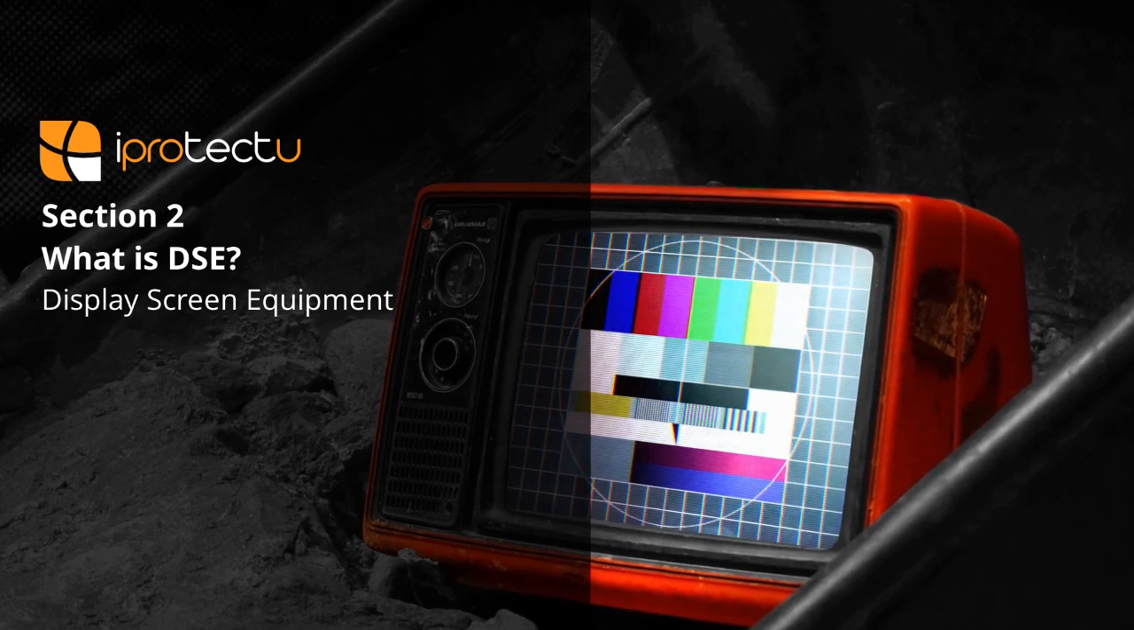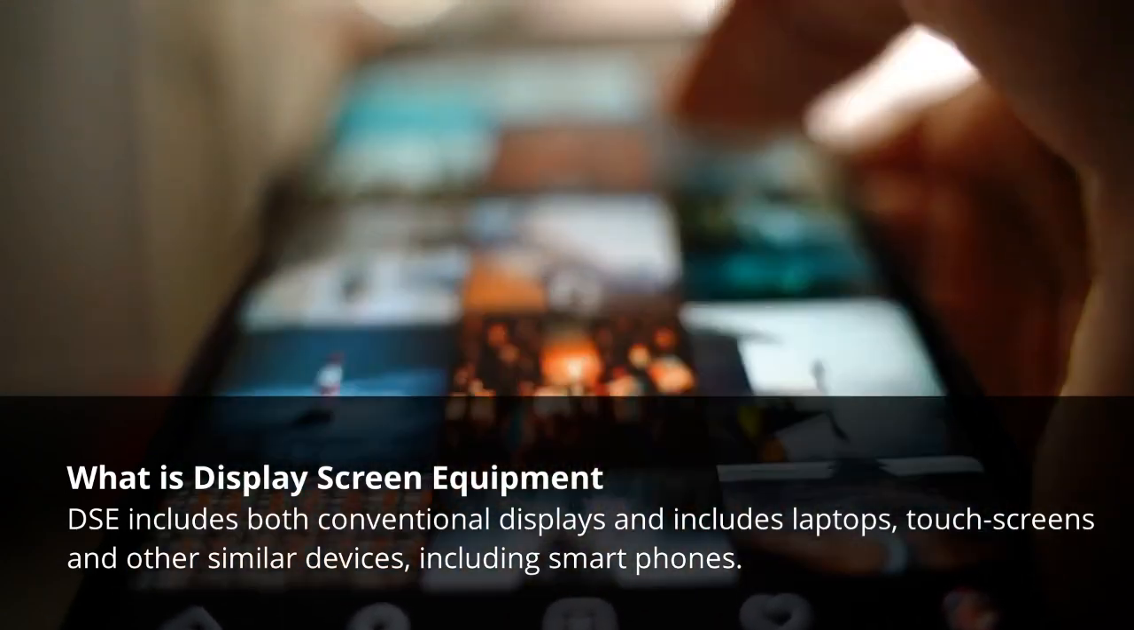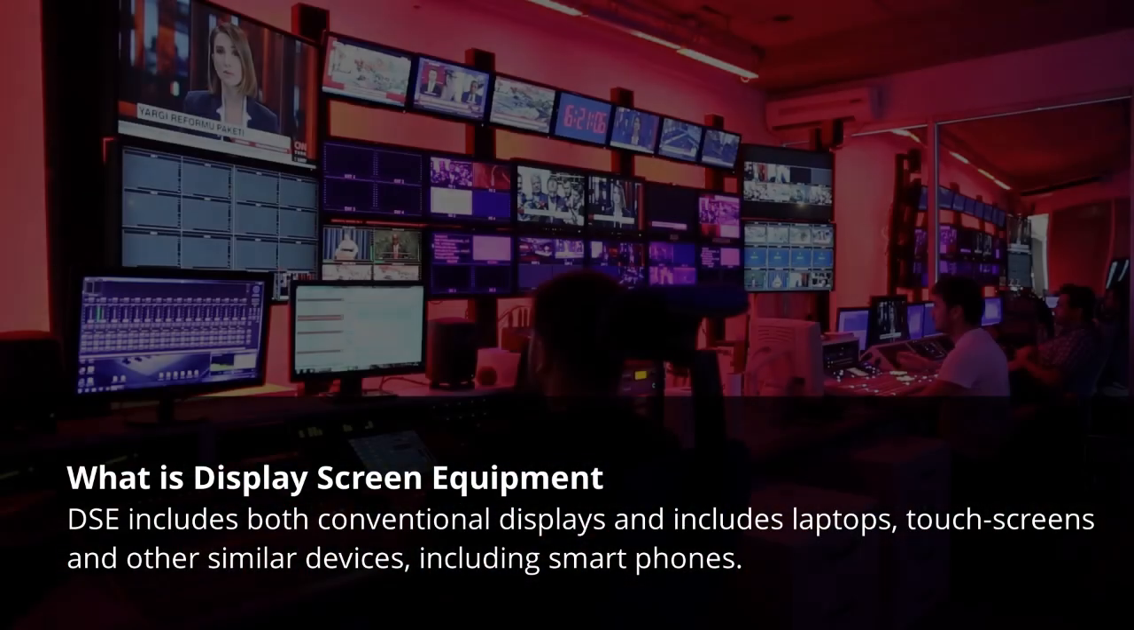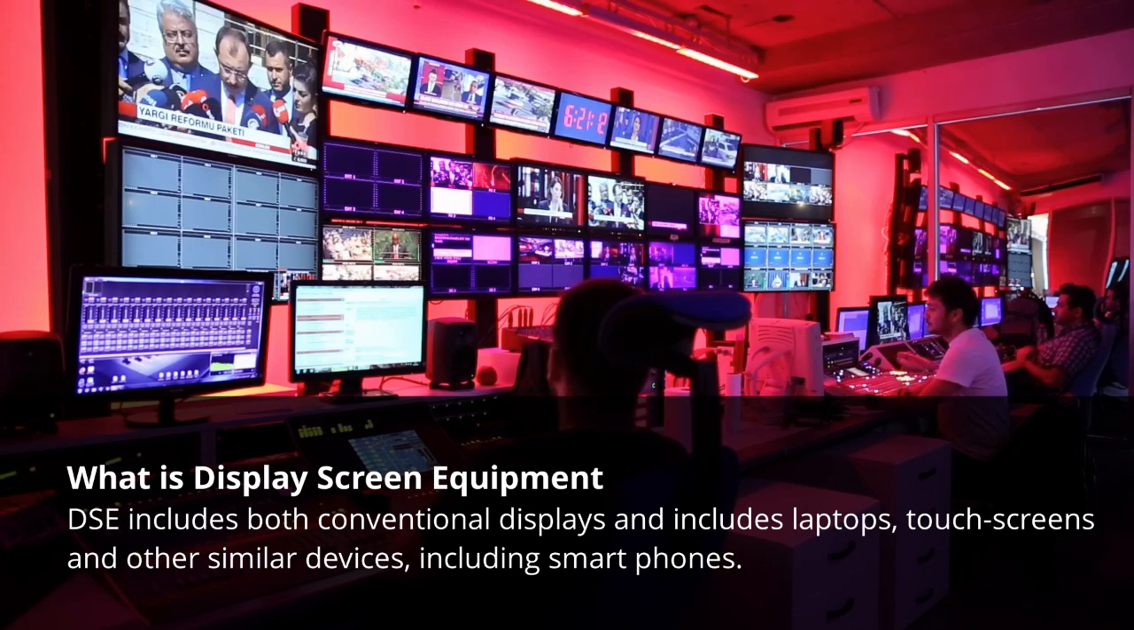Display screen equipment, or DSE as it is commonly known, includes both conventional displays and those used in emerging technologies. DSE includes laptops, touchscreens and other similar devices, including smartphones.